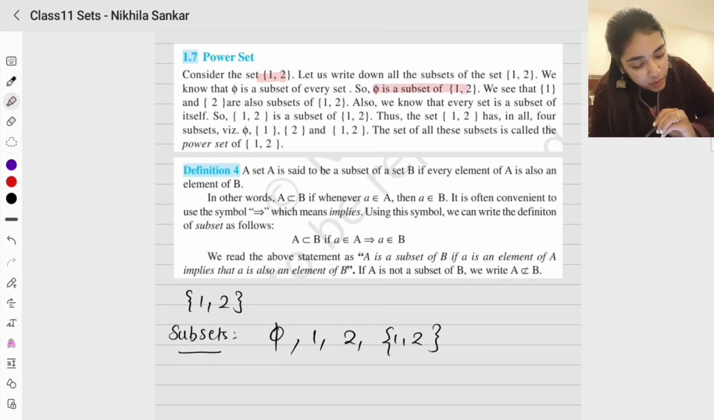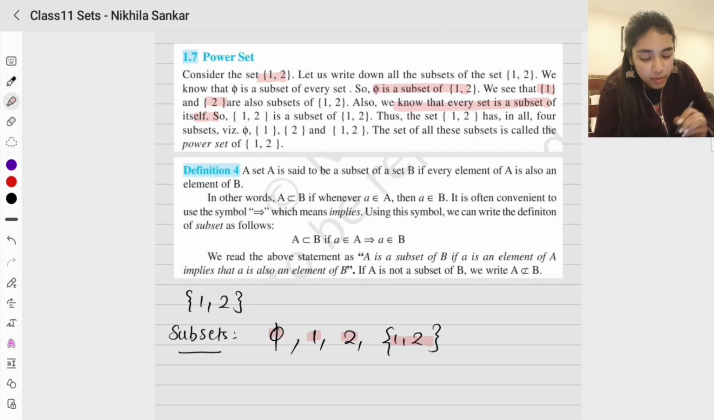So the null set is a subset of {1, 2}. We see that 1 and 2 are also subsets of {1, 2}. We know that every set is a subset of itself. Correct? So the null set is there. 1 is a subset of {1, 2}. 2 is a subset of {1, 2}. {1, 2} is also a subset of {1, 2}. Correct? So thus the set {1, 2} in total has 4 subsets: 1, 2, 3 and 4. Okay? So now what is the power set?